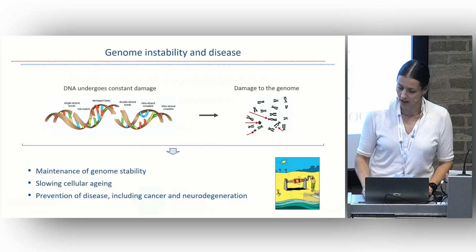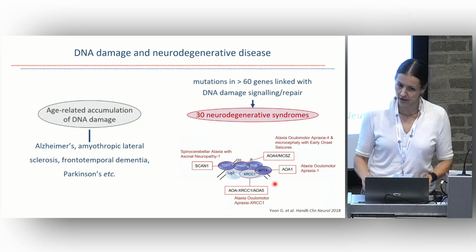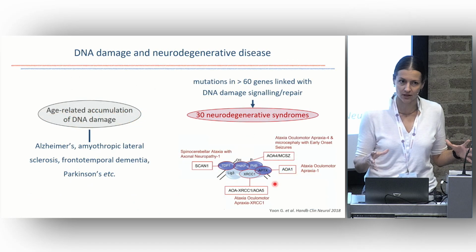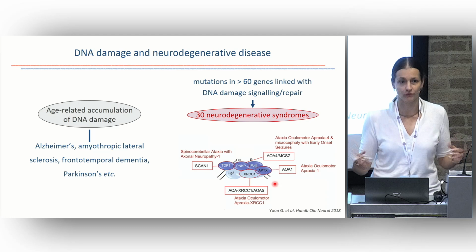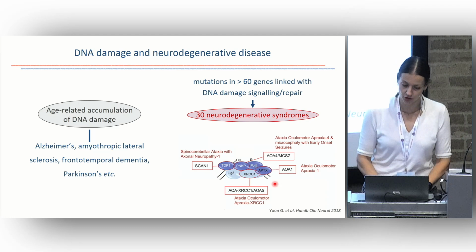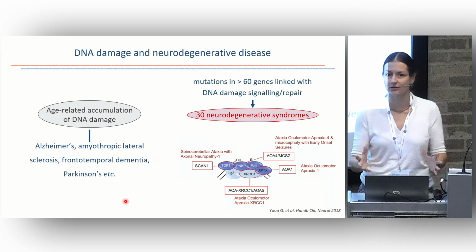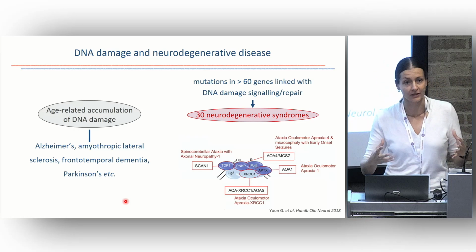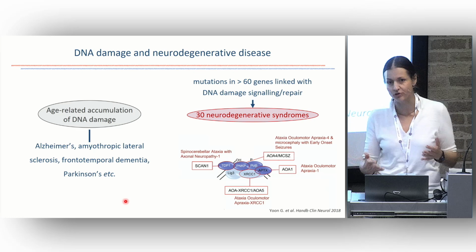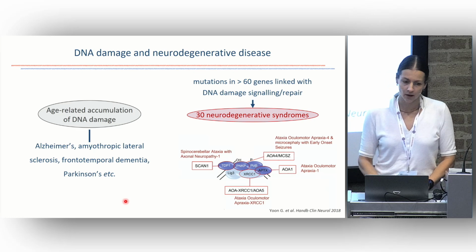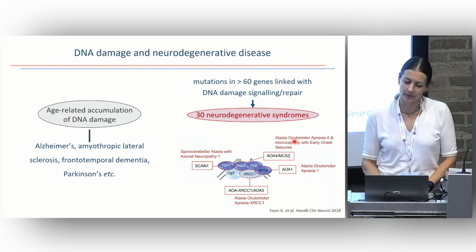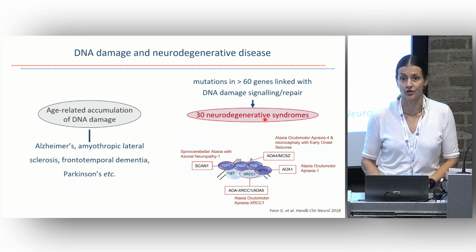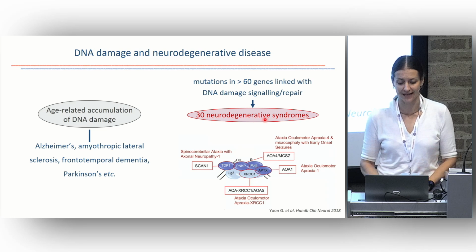Now, the accumulation of DNA damage is seen in pathological tissues, for example in the brain tissues of individuals with classical neurological disorders and dementias, although of course it's not causal in this case, but could perhaps contribute to the progression of the disease. A more direct link comes from the fact that mutations in more than 60 genes linked with DNA damage signaling and repair processes actually drive a number of neurodegenerative syndromes.